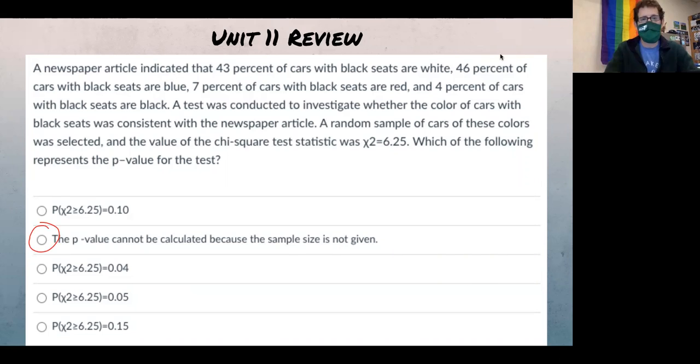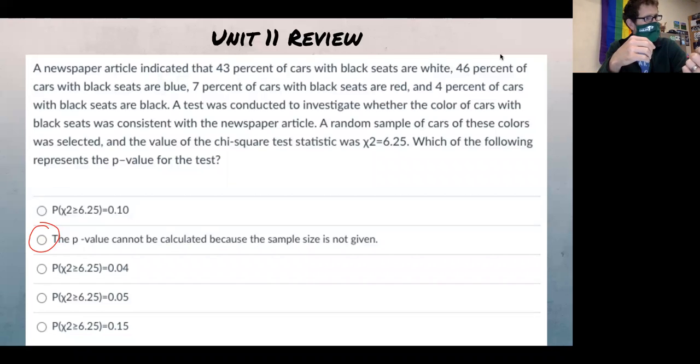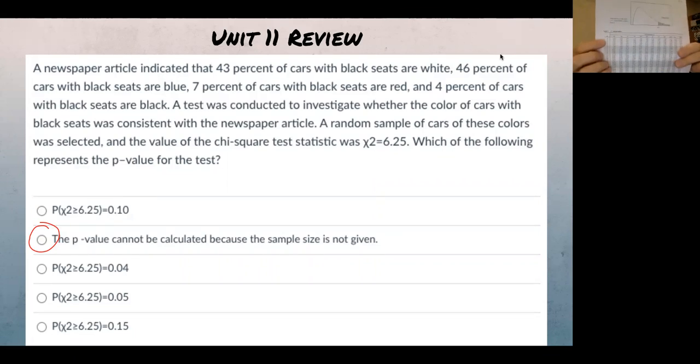And let me show you what we could do if we did know the sample size. If we knew the sample size, we could figure out the degrees of freedom. And then from degrees of freedom, we could come over here to our chi-square table, go to the correct degrees of freedom, and find where that chi-square statistic is. So let's pretend that there were 3 degrees of freedom. Looking at this, with 3 degrees of freedom, you can find 6.25 somewhere. I think it's right there, the 4th one over. Okay, so it's right about here.